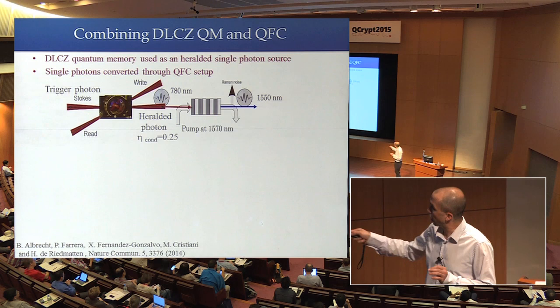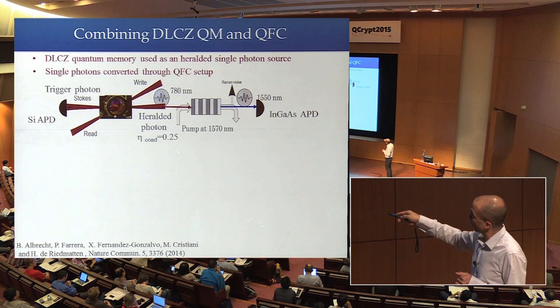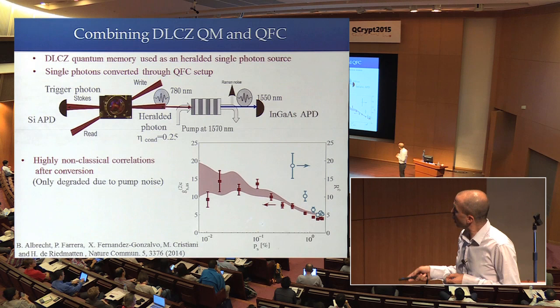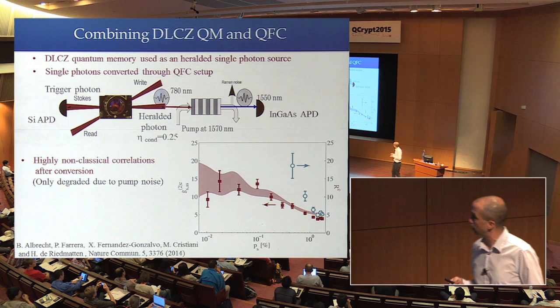If you have a click on this Stokes detector, which you detect with a silicon APD, you basically have a 25% chance of having a photon at the input of the waveguide. Then we convert this and detect at the output with an InGaAs APD. Using this, we could suppress the noise sufficiently to preserve non-classical correlations between the Stokes and the converted anti-Stokes photon.